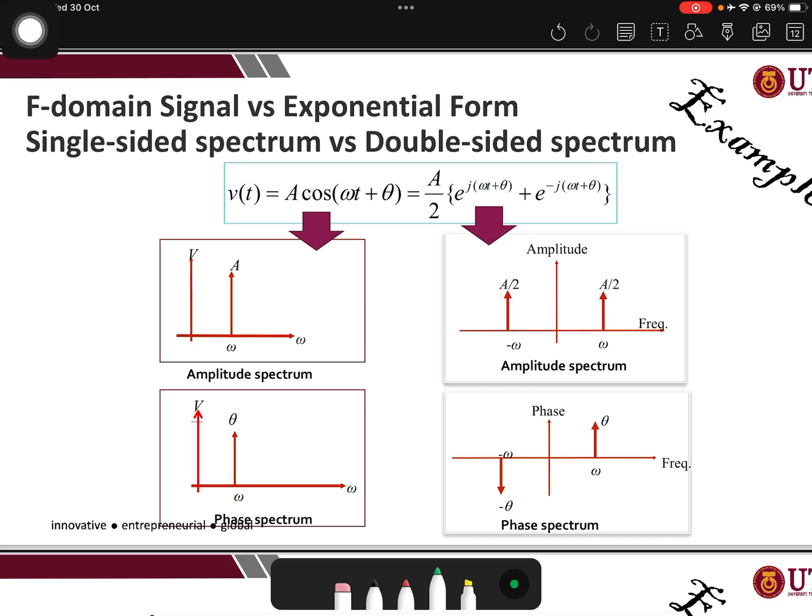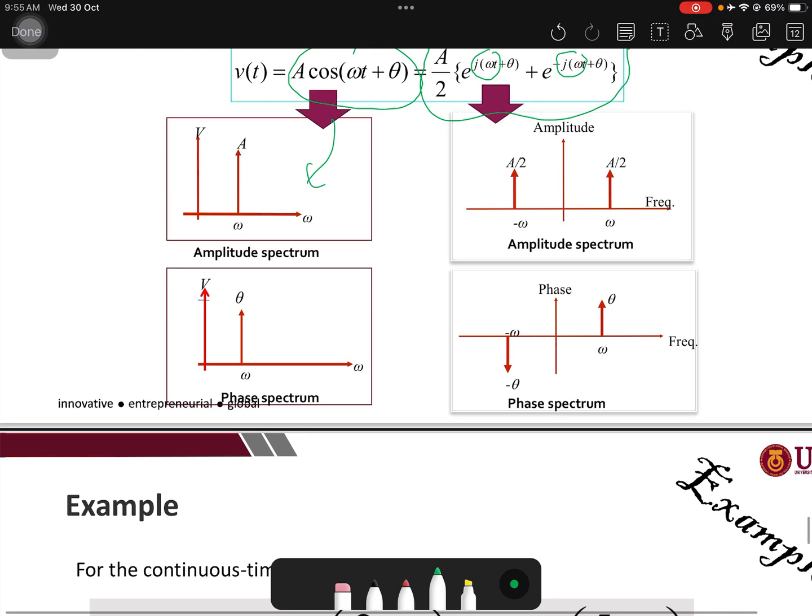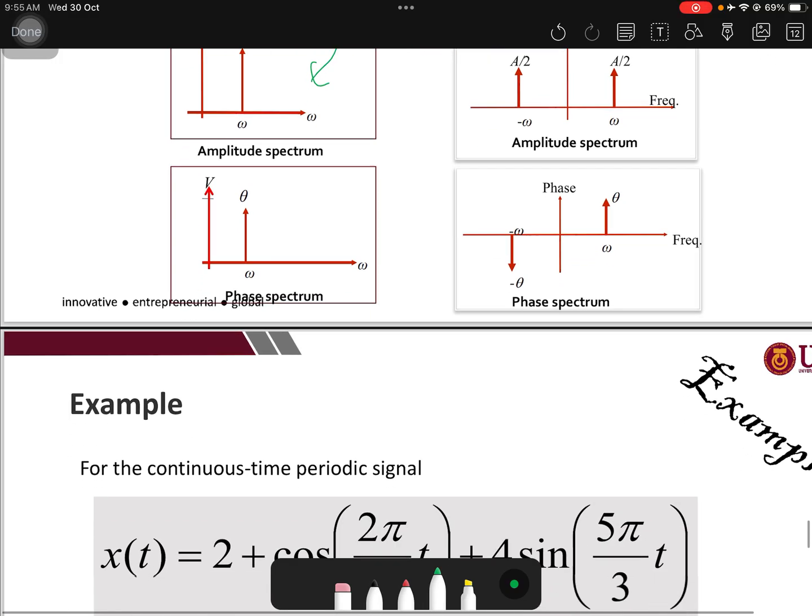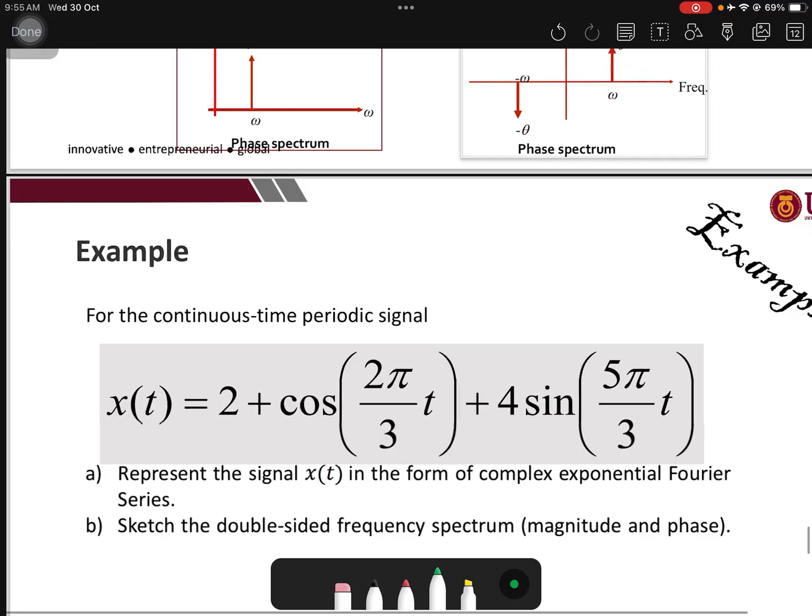So from here, the frequency domain signal versus the exponential. You can see this is the comparison between the frequency domain and the exponential form. From the frequency domain, you get the single-sided because you don't have any positive or negative. But for the exponential, you have the positive and negative of the angular frequency since you have the negative j and also the positive j. So you need to be very careful while sketching the amplitude spectrum and also the phase spectrum, especially for the double-sided.